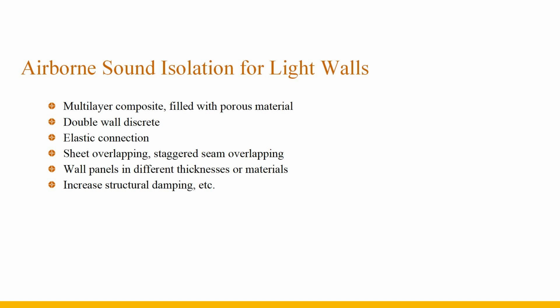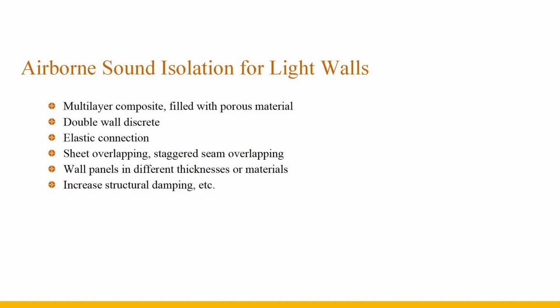The main measures to improve the sound insulation effect of lightweight walls are: 1. Multi-layer composite, filled with porous materials. That is, the multi-layer dense plates are separated by porous materials to form a sandwich structure. 2. Double wall separation. That is, to make a separate double wall. 3. Elastic connection. That is, elastic cushion is used between the plate and the keel.